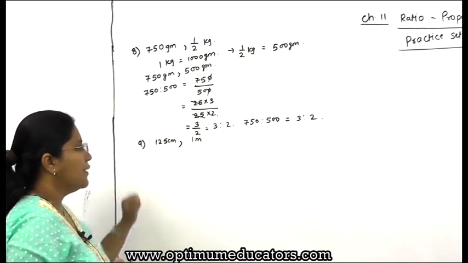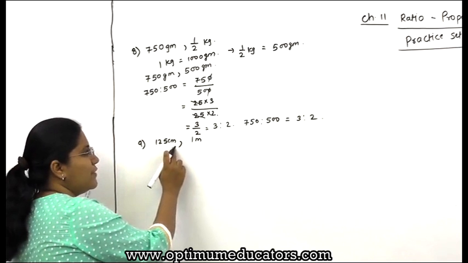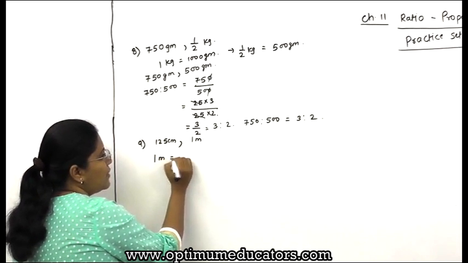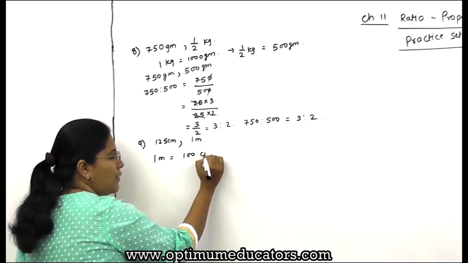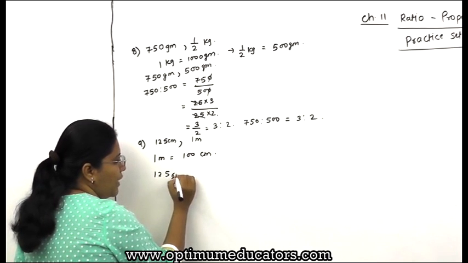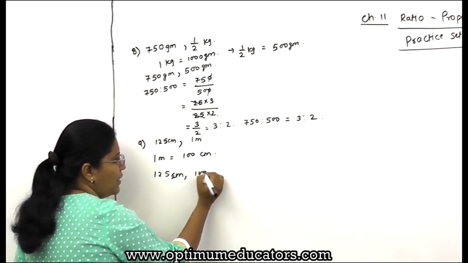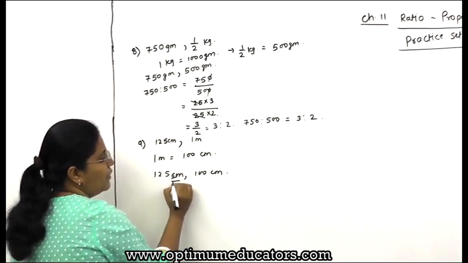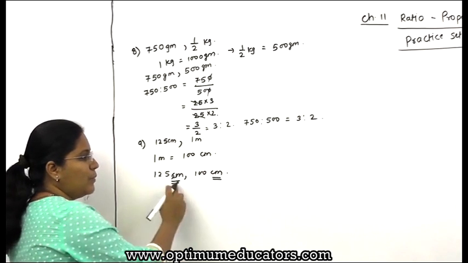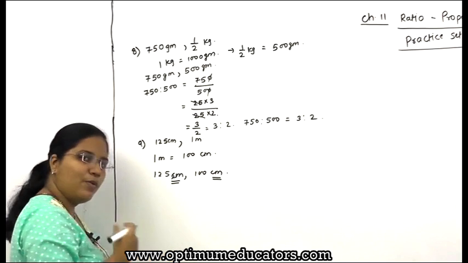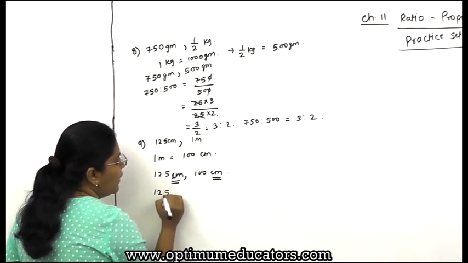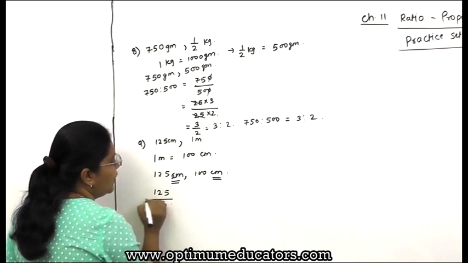Right. Next, 125 centimeters and 1 meter. We know that 1 meter is equal to 100 centimeters. So instead of saying 1 meter, I will put the value as 100 centimeters. Now isn't the unit same? Both the sides it is centimeter. With both the numbers it is centimeters. So now I can find out the ratio.